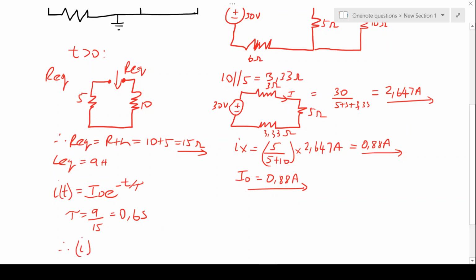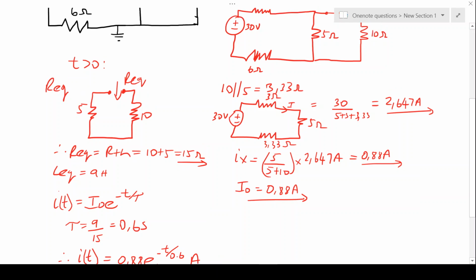Therefore IT is equal to 0.88 e to the negative t over 0.6, and that will be amps. And this is our current response for the circuit that was provided.